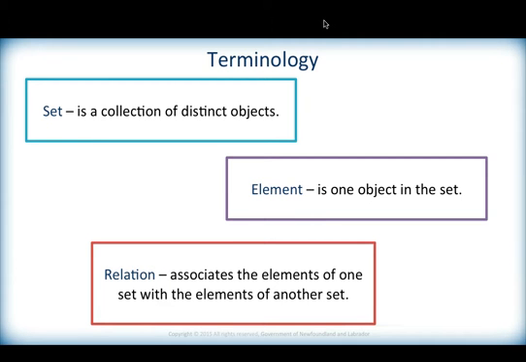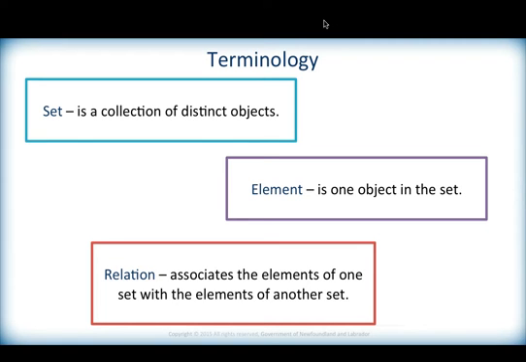First of all, let's look at some new terminology. First, a set. A set is a collection of distinct objects. And a set is usually written into a notation with curly brackets. An element is one object in the set. So an element is very similar to a term of a polynomial. You're just looking at the one item that is inside our list of different distinct objects in the set.